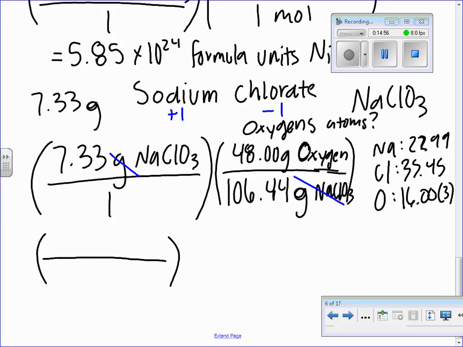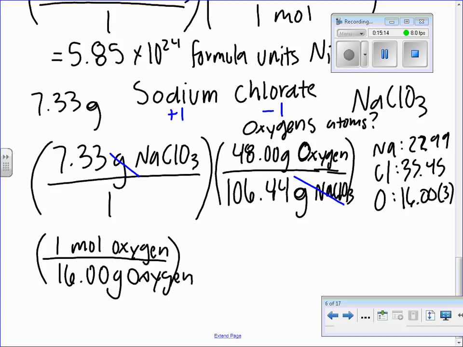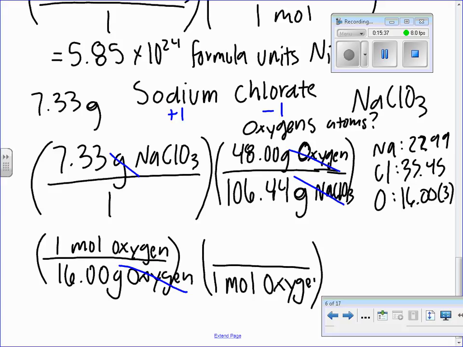Let's convert that grams to moles. We've got 16 grams of oxygen and 1 mole of oxygen. So we've crossed out grams of oxygen. Now we're left with moles of oxygen. We want to get to atoms. 1 mole of oxygen equals 6.02 times 10 to the 23rd atoms. We're getting to atoms of oxygen.